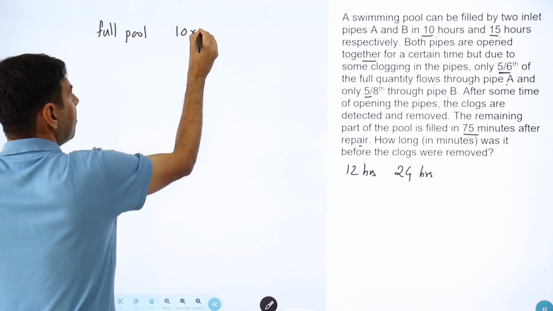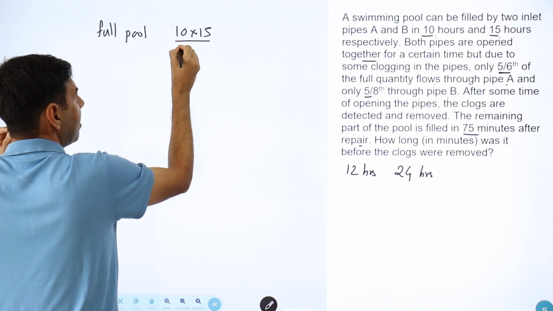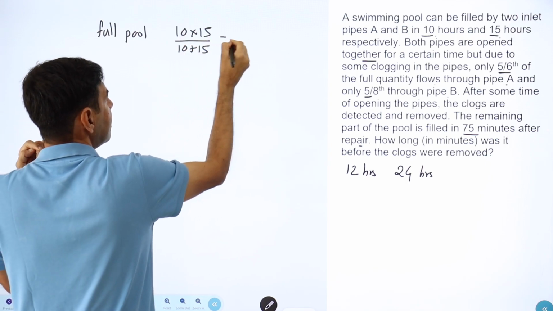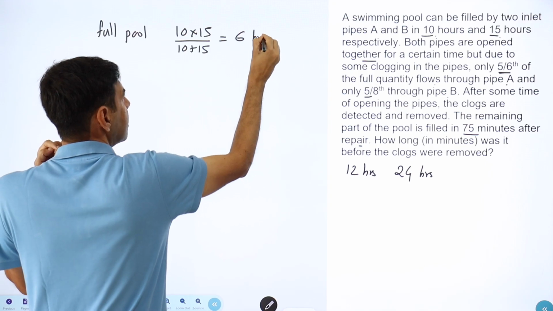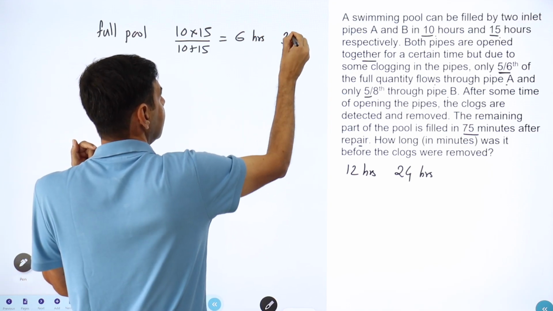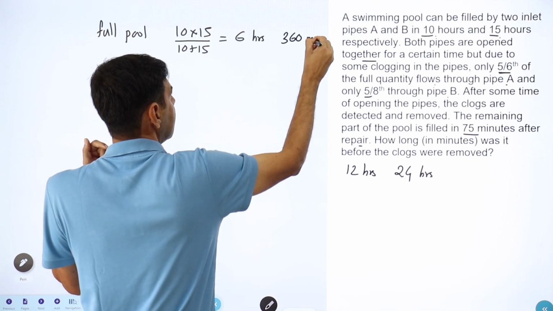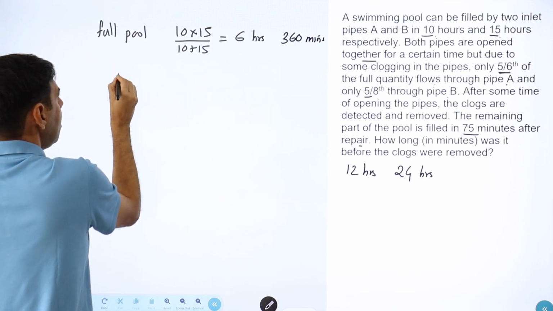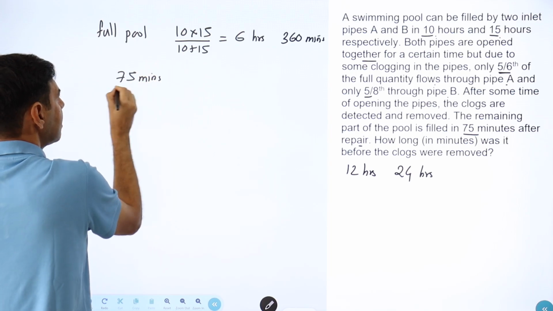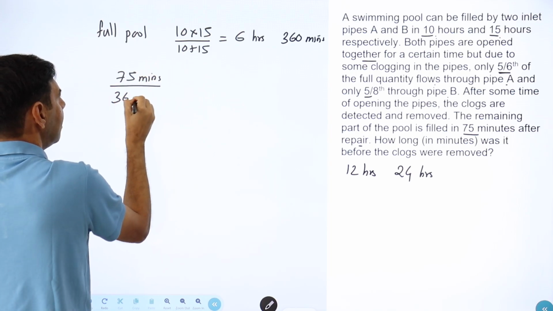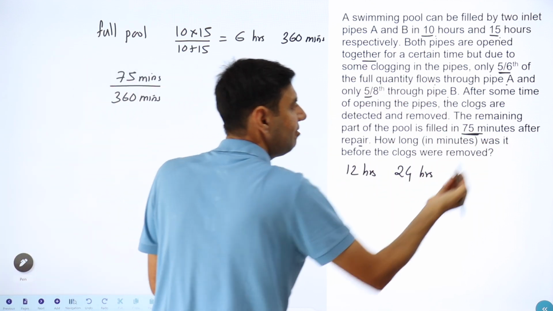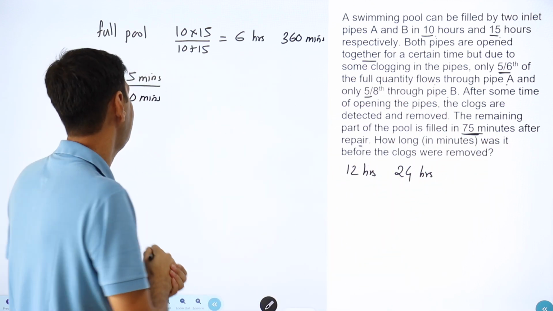10 into 15 by 10 plus 15, and this should be very fast in your mind. 25, 150, that is 6 hours. 6 hours it takes, that is going to be nothing but 360 minutes. So 360 minutes, but actually only 75 minutes out of this 360 minutes is this situation working, right? In 75 minutes the pipes are working at their full part.